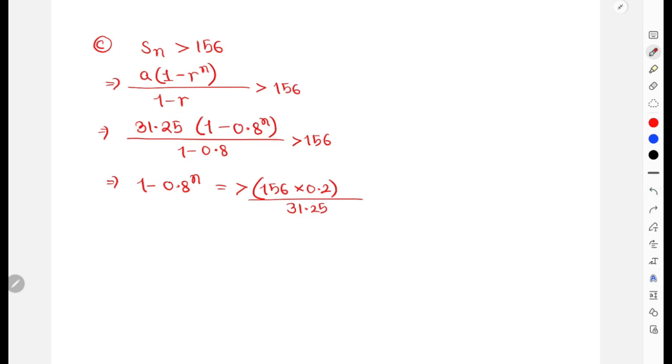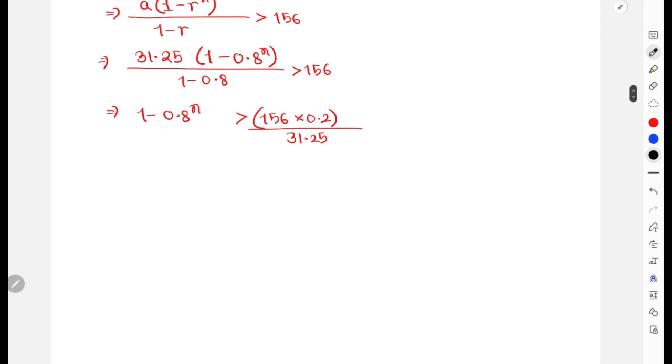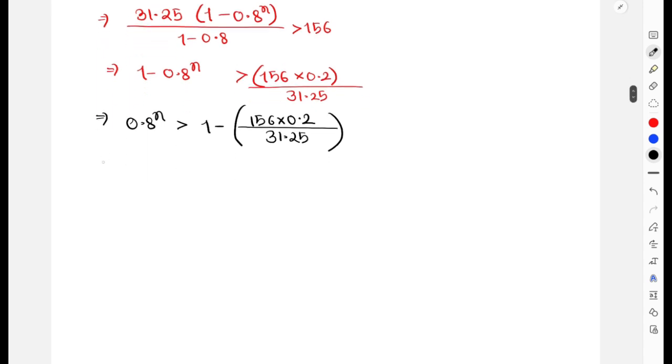So when you take that to the right hand side, obviously it gets divided. So now again you have 0.8 power n is 1 minus 156 into 0.2 divided by 31.25. So if you just calculate this entire expression, 156 into 0.2 divided by 31.25, you are going to get 1 over 625.